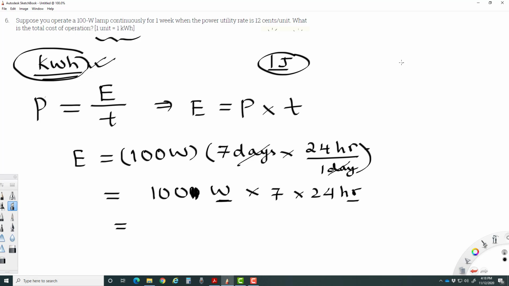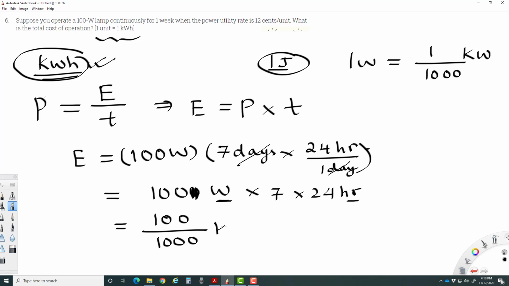So the way to convert from watt to kilowatt is dividing that by 1000. If I divide that by 1000, then watt becomes kilowatt. That's the conversion. So divide this by 1000 and that becomes kilowatt, times 7 times 24 hour. So I can cancel these two zeros and these two zeros. So I need to multiply 7 times 24 and then divide that by 10.